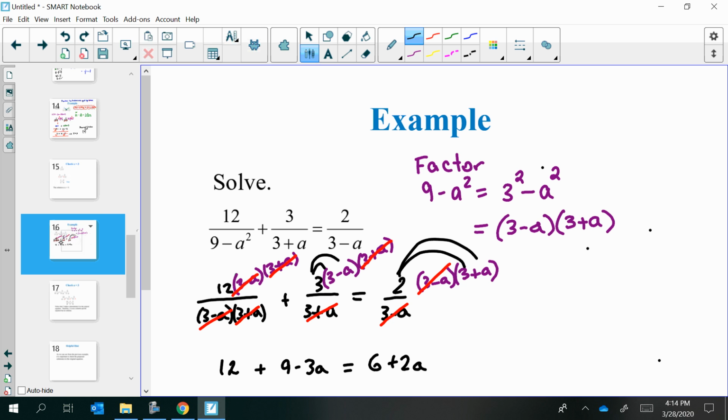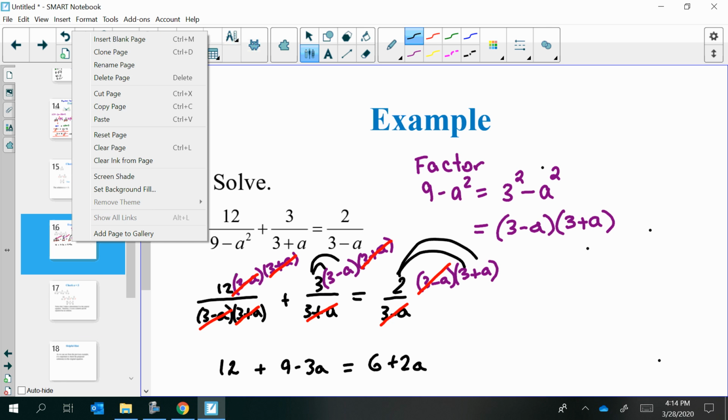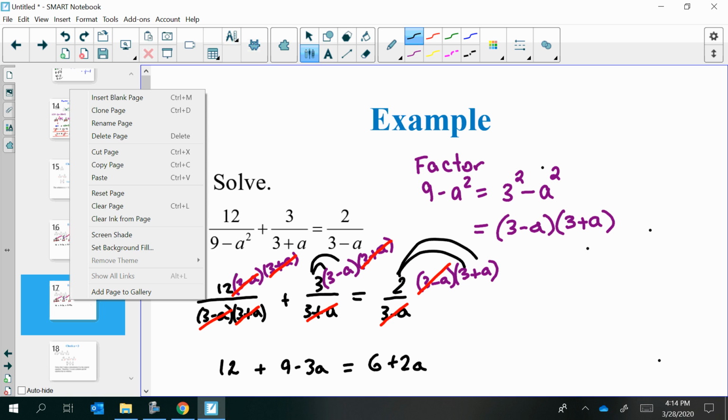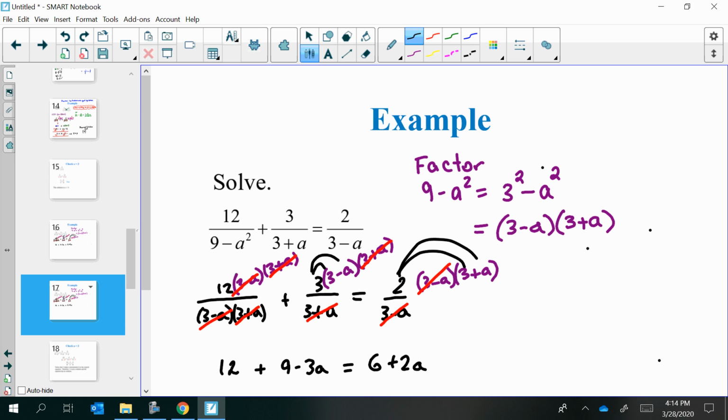I thought I duplicated it, but not yet. Let me try that again. All right, there we go. And we'll go ahead and clear the ink here. Maybe not all of it. Let's erase just this step here.